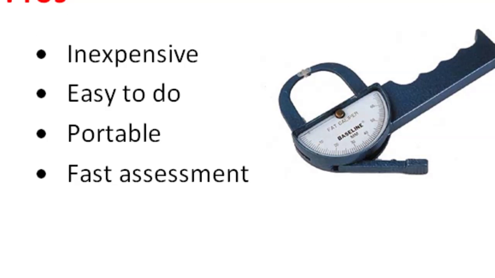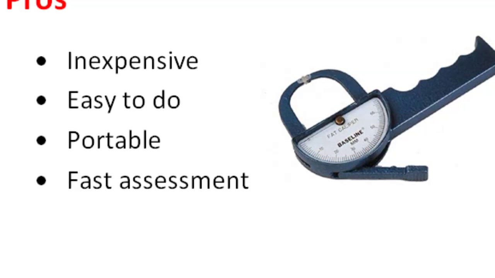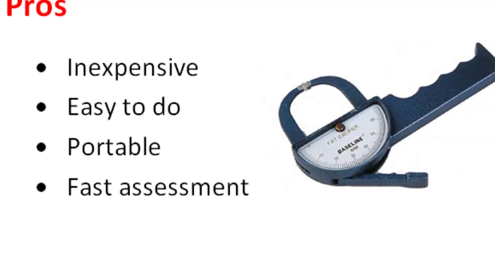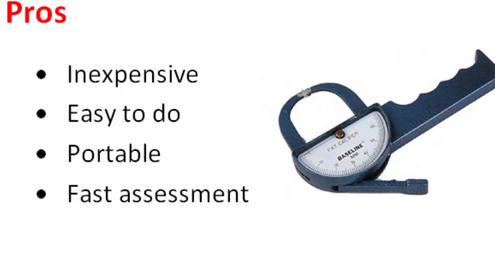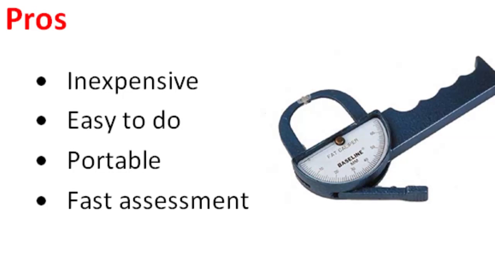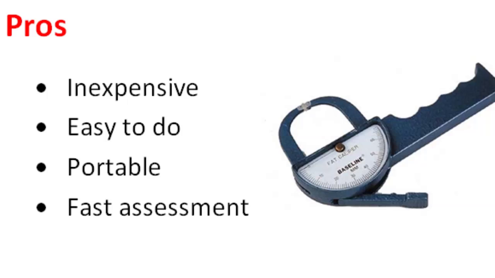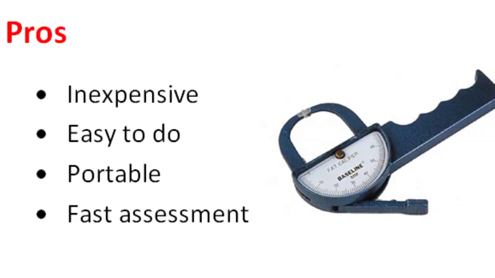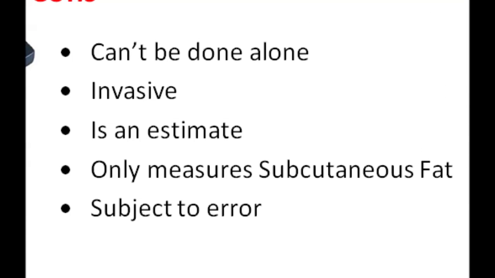When it comes to using skinfold measurements as a way of assessing body fat, there's a couple of pros and cons that you might want to consider if you're thinking of that route to go. Some of the pros would be that the calipers aren't very expensive. They're easy to get your hands on. You can buy a decent one for about $15. Another pro would be that it's very portable. They are not that big, so it's easy to take anywhere. And another pro would be that it's fairly fast to take the skinfold measurements.